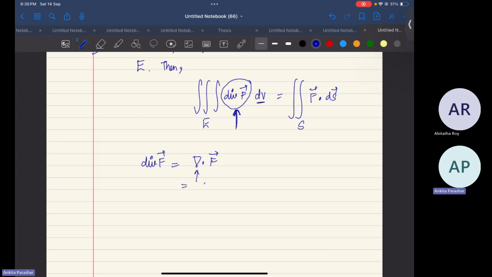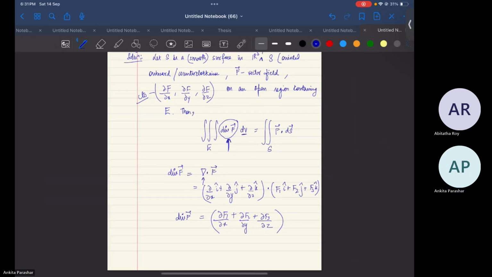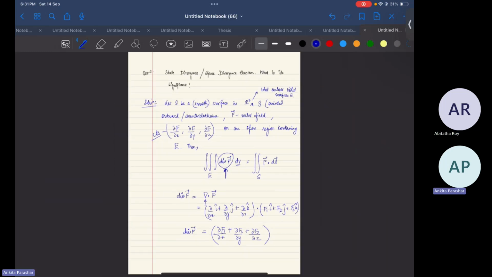By definition, this is del by del x i cap, del by del y j cap, del by del z k cap, dotted with your F. Let's say F is F1 i cap, F2 j cap, F3 k cap. Then it would just be del F1 by del x plus del F2 by del y plus del F3 by del z, isn't it? And this is a scalar field. So now we can talk about the dV and we can talk about this equality. Makes sense. Okay, so I think we understood the meaning of this Gauss divergence theorem somehow.